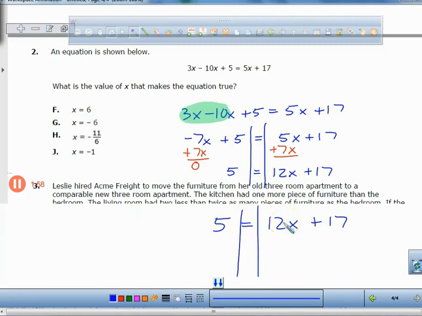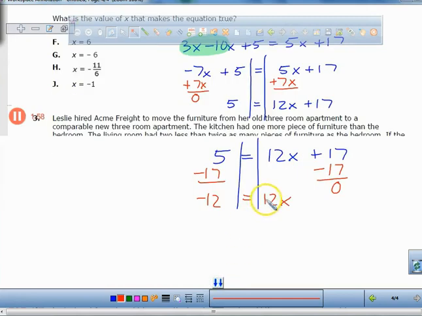Alright, now we got to get all the numbers, the constants, to the left-hand side. So we got to take away 17 from both sides now. Do it to one side, you got to do it to the other side. Got to keep things in balance. So 5 minus 17 is negative 12. And of course, what is the final step, the last step? 12x equals negative 12, just like negative 12 equals 12x. Hopefully we'll divide both sides by 12 and get this taken care of.